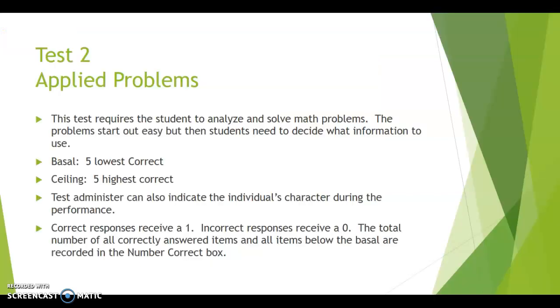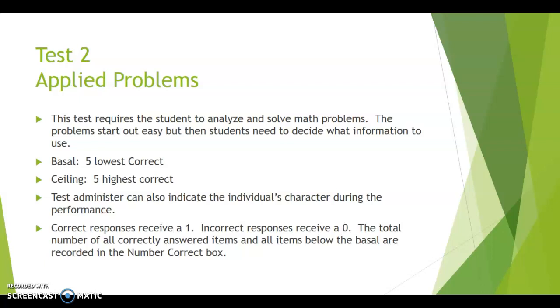All right, the next test, test 2, is applied problems. It requires that the student analyzes and solves math problems. They start out easy, but then the students need to decide what information needs to be used. Sometimes there's too much information given, and the student has to pull out, what do I need to solve this math problem? The basal is 5 lowest correct, and then the ceiling is 5 highest correct.